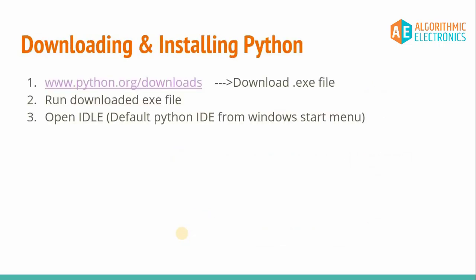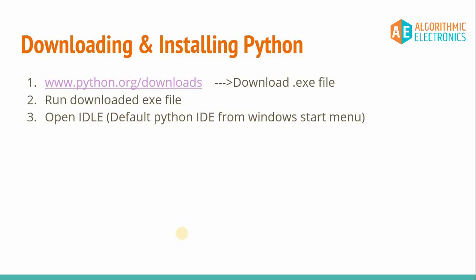Now, how to download Python and how to install it on your computer. In order to download and install Python, you simply have to visit this website, www.python.org/downloads. From there you can download the .exe file to your computer. After downloading that file, you simply have to run it, and after that you can open the default IDE of Python, which is IDLE, and there you can start basic programming in Python.